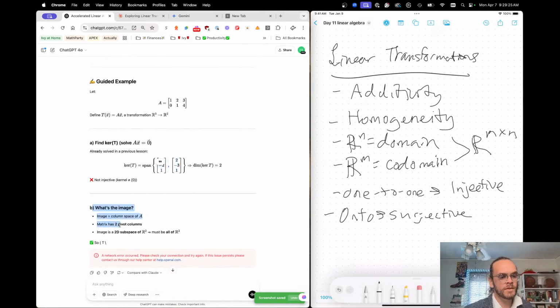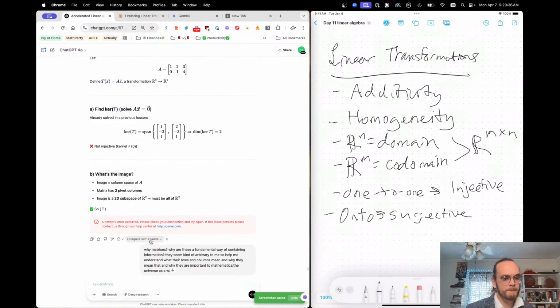Okay, the image is the column space of A, which has 2 pivot columns. These are both pivot columns, 1, 0 and 2, 1. Yep. The image is a 2D subspace of R2, so it must be all of R2. Okay.